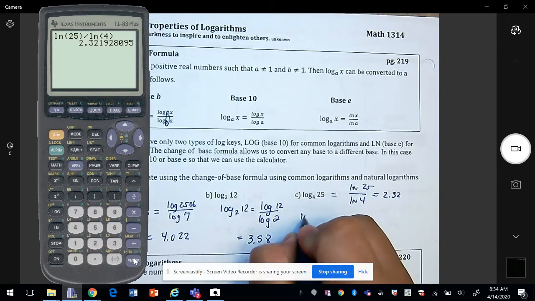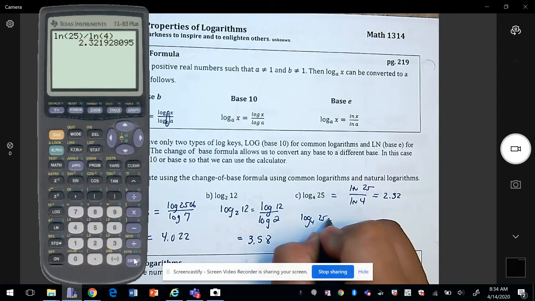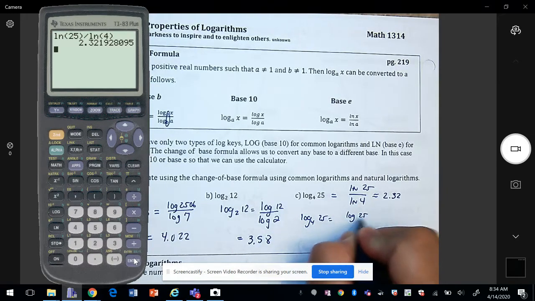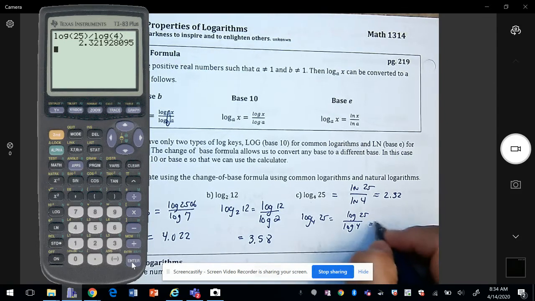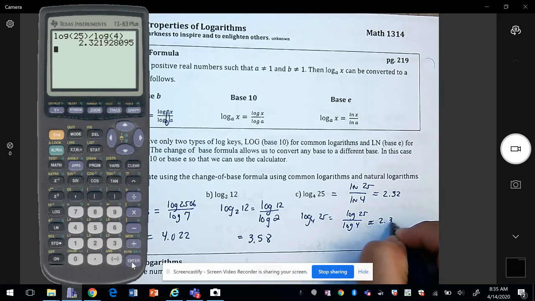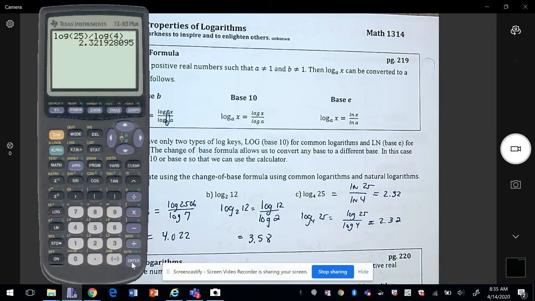If you use the log, notice what happens. So if we use log, we would have log 25 divided by log 4. And so notice that the approximation is the same. So you can use log or natural log.